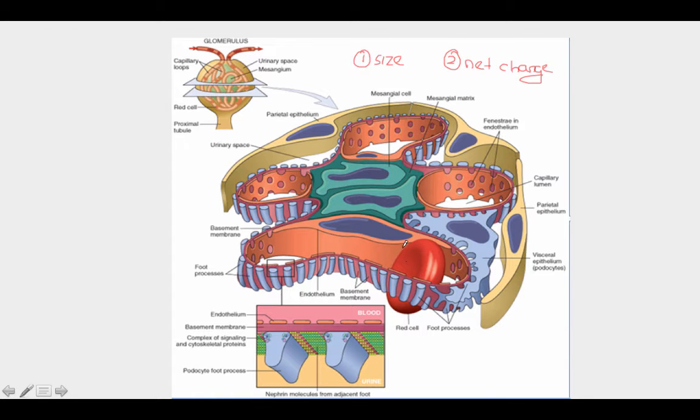So the first thing the glomerulus does is filter by size. And the way it does that is by having these fenestrations in the endothelium. Essentially, fenestra is the Latin word for window. It has very specific holes in the capillary that allows small molecules, the electrolytes, your water, your glucose, to move through, right?